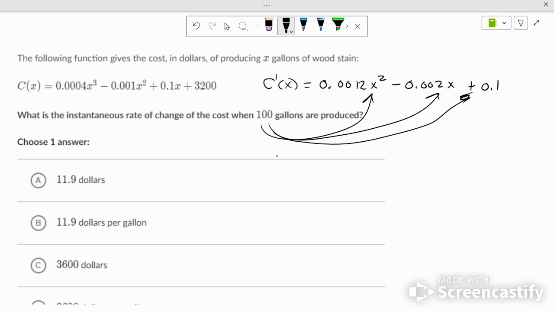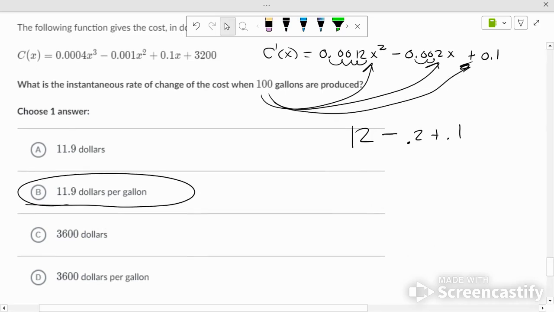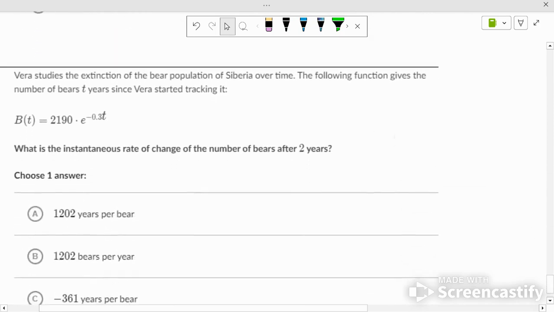Well, you can't just stick 100 into there. 100 times 100 squared is 10,000. So then 10,000 moves the decimal point over 4 places, because of 4 zeros. So you get 12 minus, and this is 100, so 2 places, minus 0.2 plus 0.1 is 11.9, and then it's dollars per gallon because it's a change, something per something. Okay? All right. That's how much it's changing.